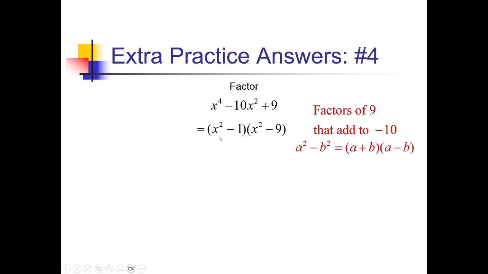The square root of x squared is x, plus the square root of 1 is 1. So we have x plus 1 and then x minus 1. For the next one, we have the square root of x squared, still x. The square root of 9 is 3, so plus 3. And that means we have x plus 3 and x minus 3. And this is as factored as it gets.